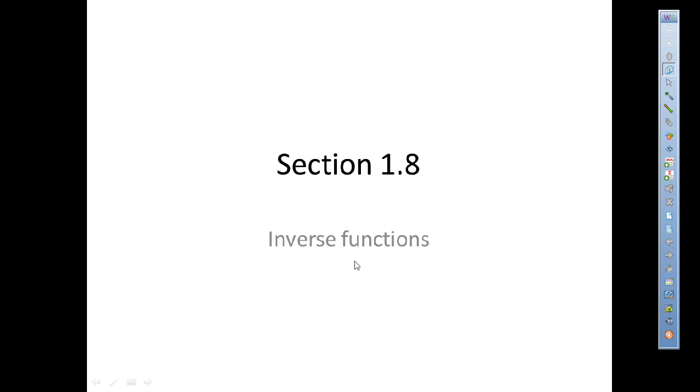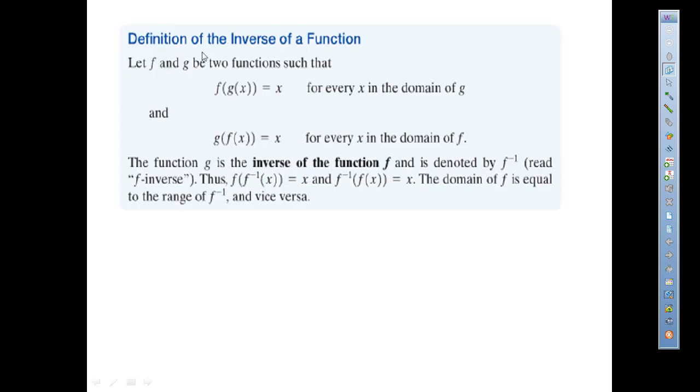Alright, so now we're going to talk about section 1.8 in chapter 1, and this section covers inverse functions. Now, first things first, we need to talk about specifically what an inverse of a function is.